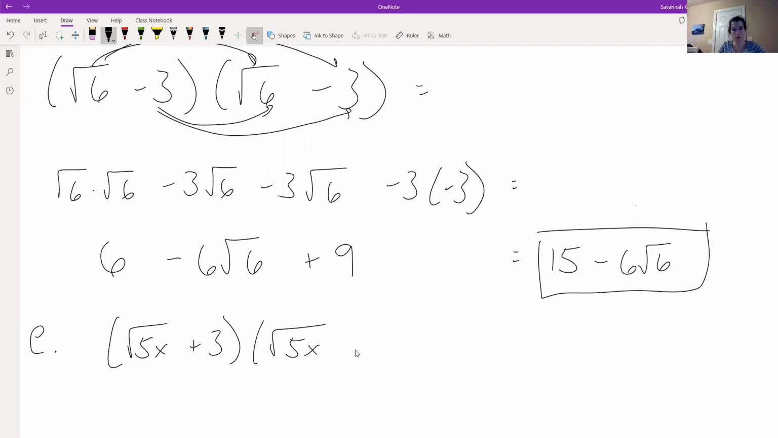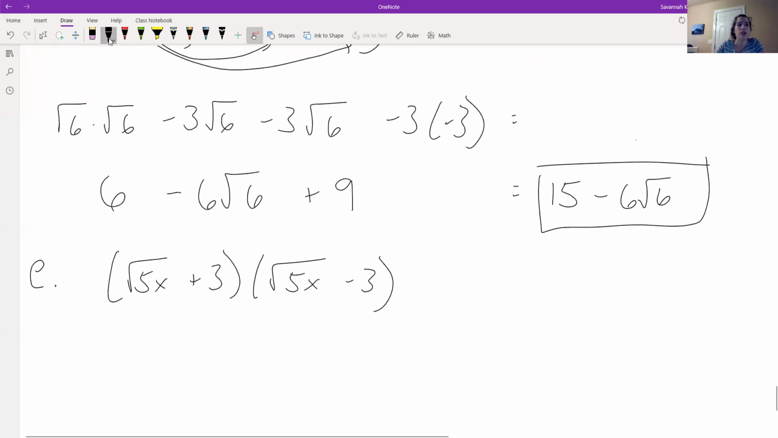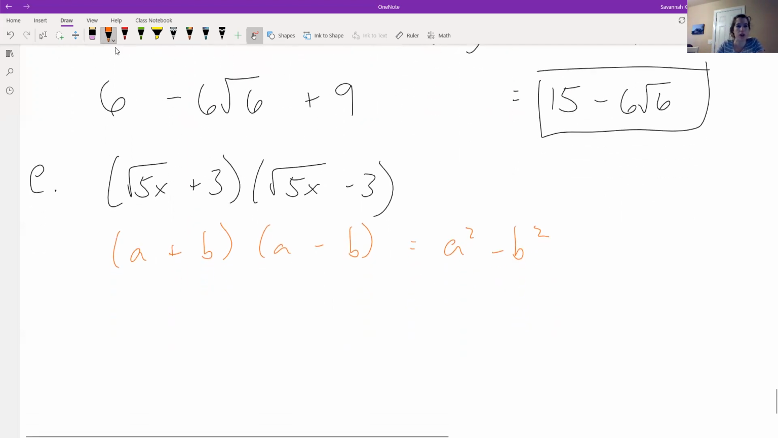Okay, now here, before diving into the foiling, even though there's nothing wrong with diving into the foiling, I would just ask you to notice that you've got an A plus B, A minus B situation, which turns into an A squared minus B squared. So just notice that it's one of those formulas. Since we had to put in the effort to memorize it, you can put them in your jar if you want.